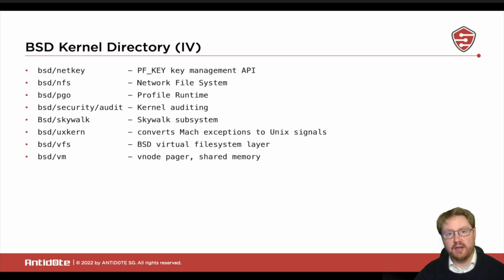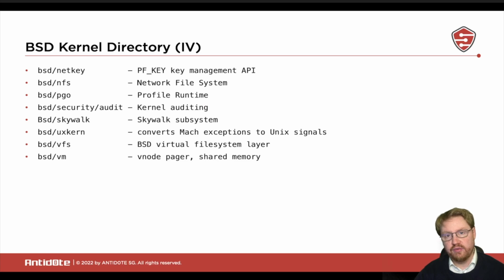So there's more stuff. There's like the net key. You have the NFS for network file system. You have the PGO, which is the profile runtime. You have the kernel auditing code. You have the Skywalk subsystem. You have code that converts between Mach exceptions and Unix signals.